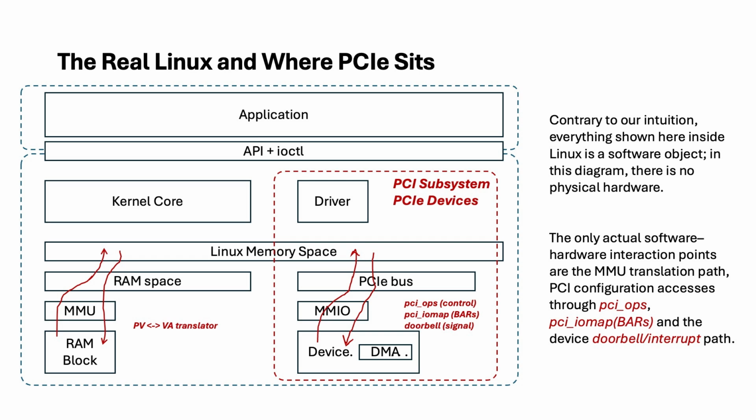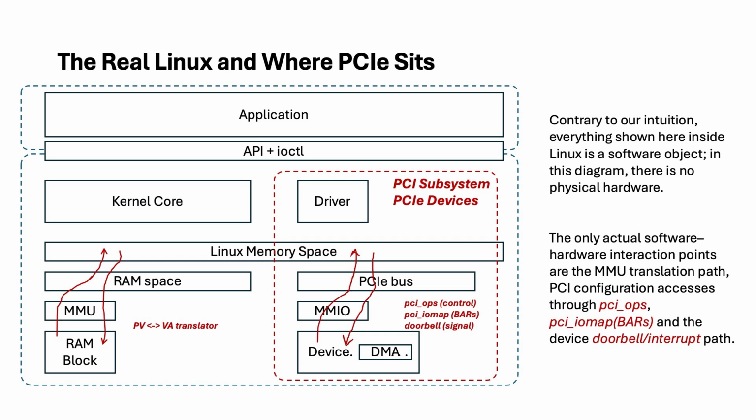So the real hardware boundary is actually very narrow. It is mainly PCI config accesses through pci_ops, BAR-based MMIO accesses after BAR mapping, doorbell writes that trigger device work, and interrupt delivery back into the kernel. In a full implementation, DMA is also part of that boundary, but for this slide I want to focus on the control path. And once you see that, the PCIe over TCP idea becomes much clearer.